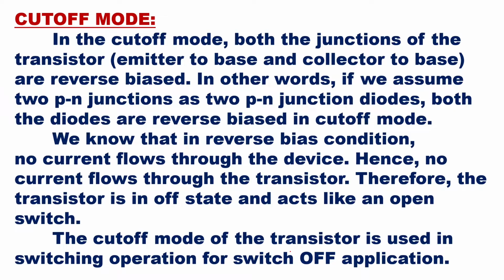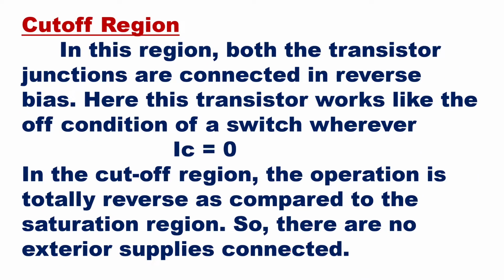So here we are speaking about the off state and open switch, and that is why I said earlier that this type of operation mode can be used for switching applications where you want to switch off. The last sentence is: the cutoff mode of the transistor is used in switching operation for switch off application. Then again, a theory on the cutoff region. In this region, both the transistor junctions are connected in reverse bias. Here a transistor works like the off condition of a switch where the collector current is zero.